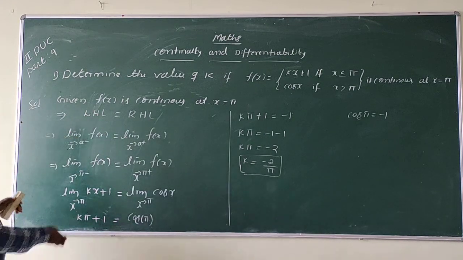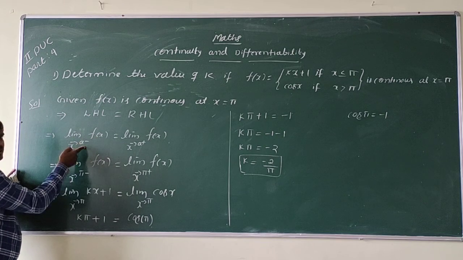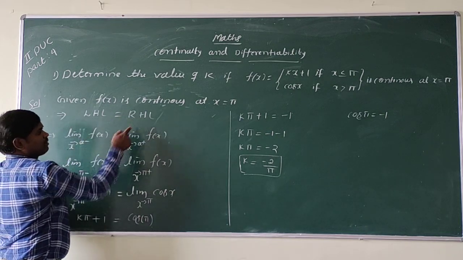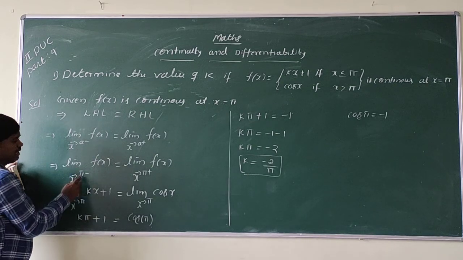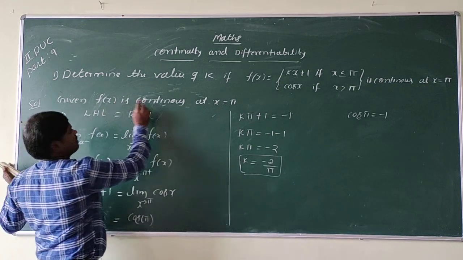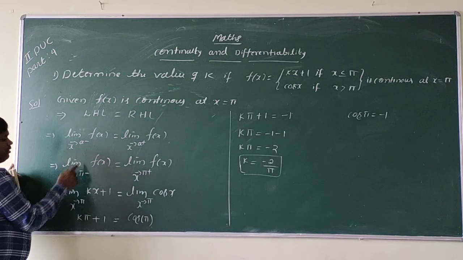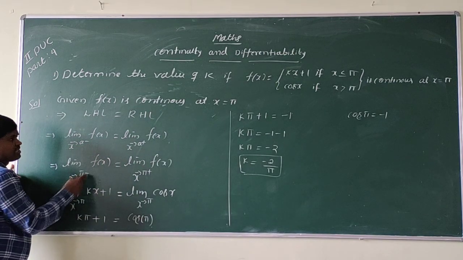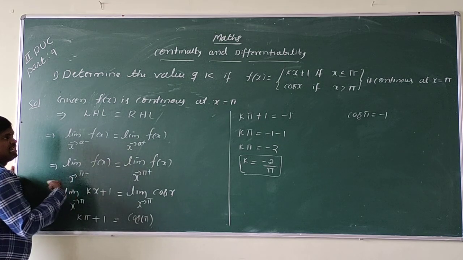By the definition, left hand limit is nothing but limit of f of x as x tends to a minus, and right hand limit is limit of f of x as x tends to a plus. In place of a we are taking pi because the function f of x is continuous at x is equal to a. So we are taking pi minus and pi plus. Pi minus means the value of x is less than pi.